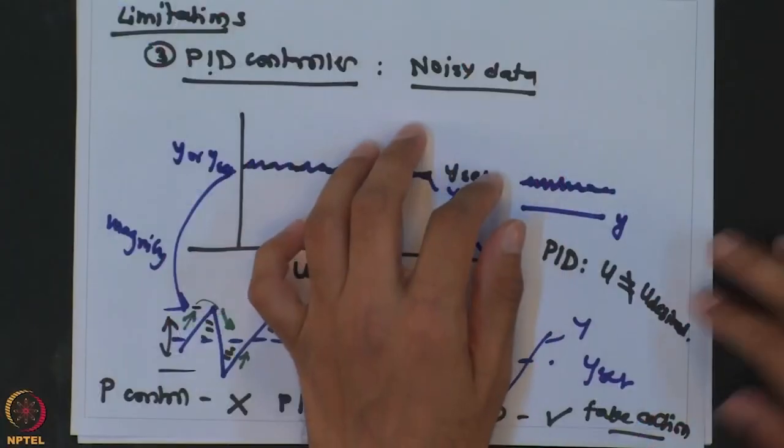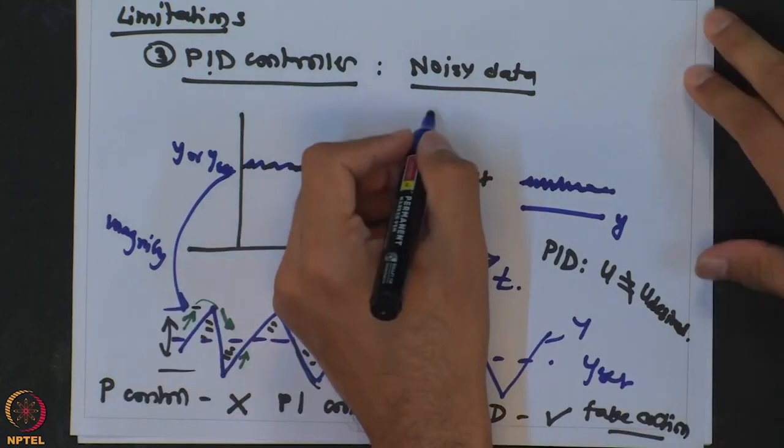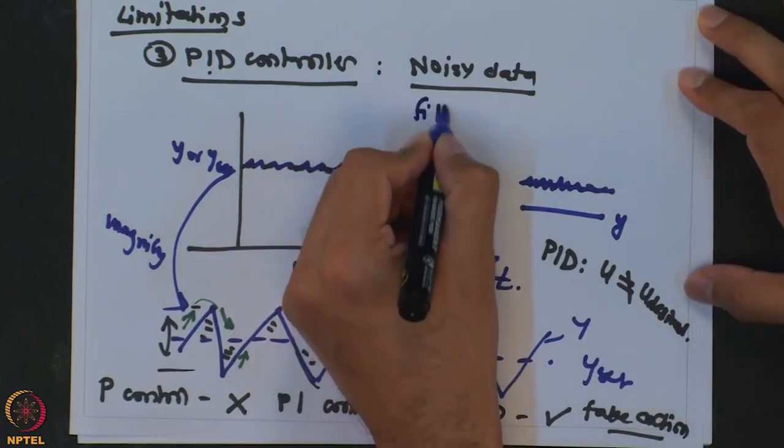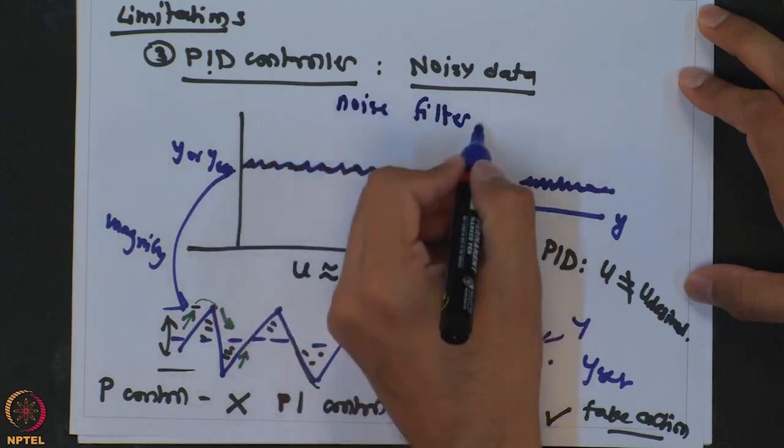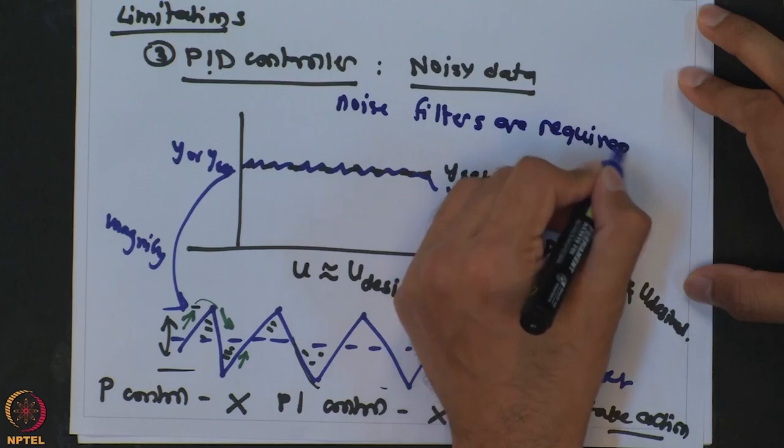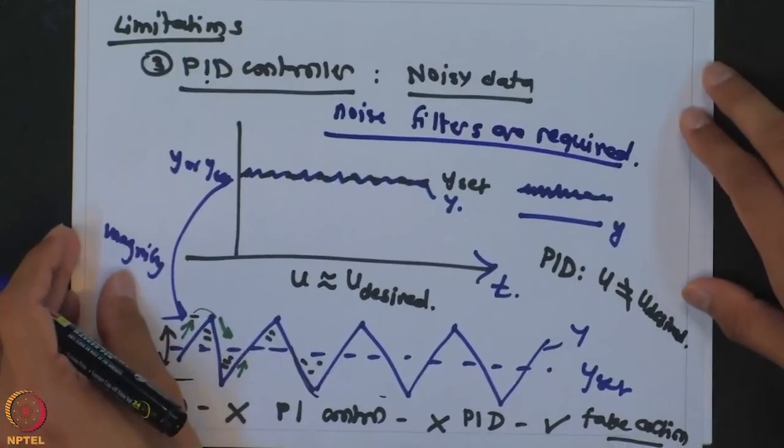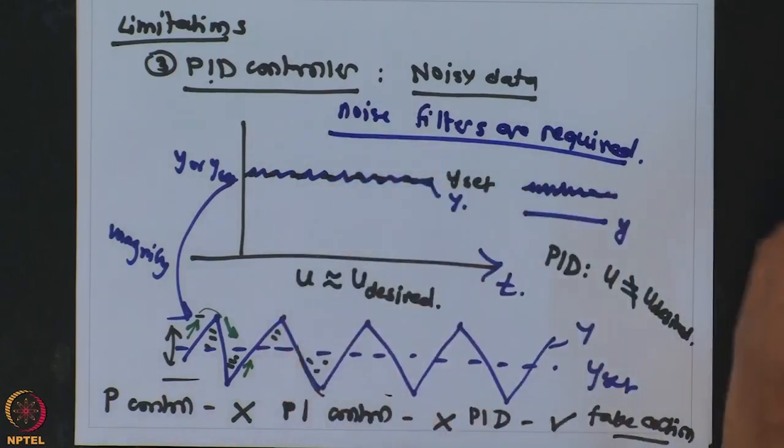So the derivative action will always try to react to this noisy data, and to eliminate that, you typically have filters. So noise filters are required, but still the data can never be a smooth data in the real plant, and the PID controller will still try to react to it if the derivative action is not correct. So that is a very major limitation of a derivative action, which significantly limits the implementation of a PID controller. So unless required, the derivative action is typically never used in a real plant. So that kind of sums up the limitations of these three types of controllers.